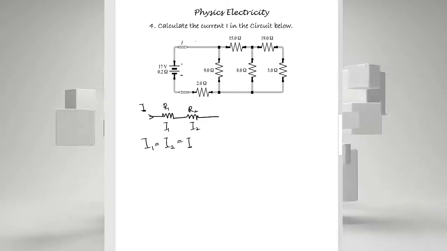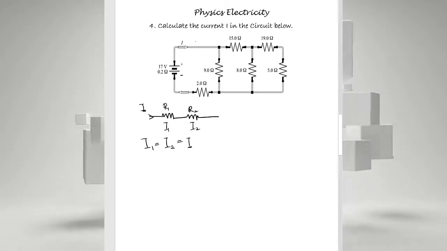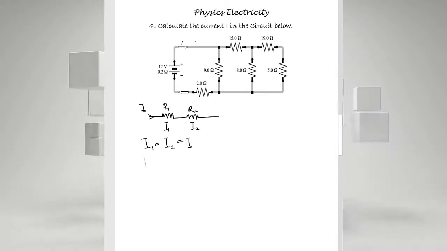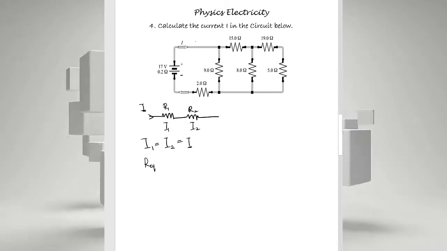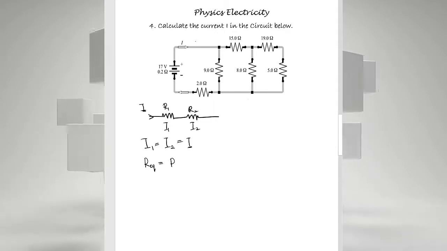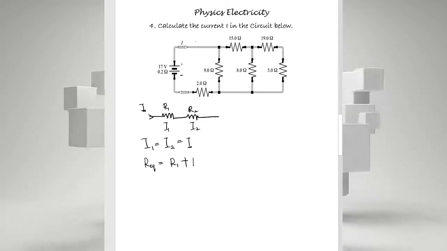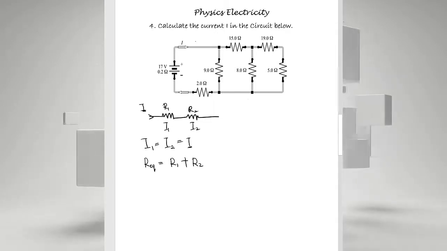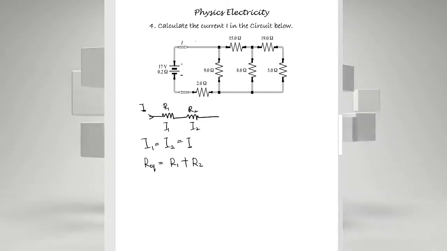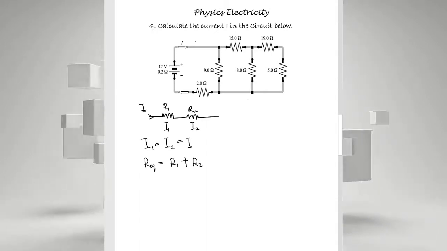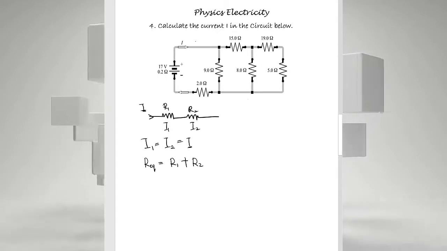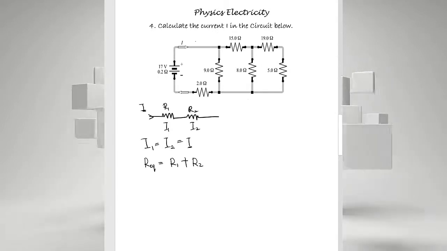Now, if we also have voltage V moving from the same point there, remember that we said that R equivalent is equal to R1 plus R2. That is for series connection. R equivalent is equal to R1 plus R2. That is the way we add resistors in series.